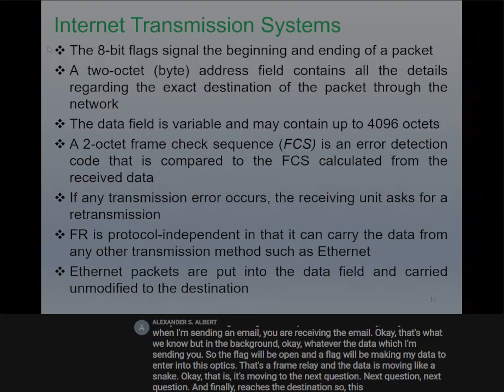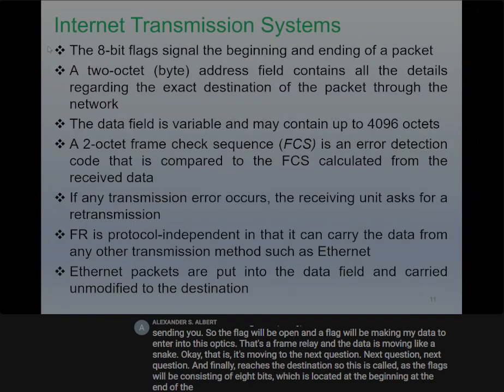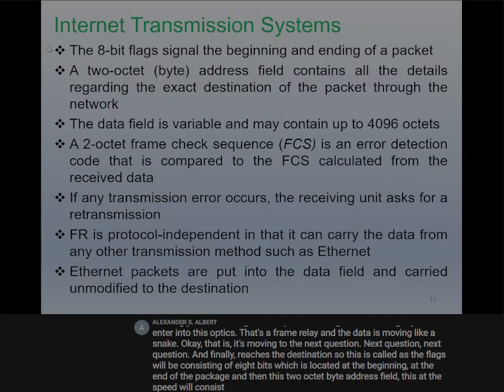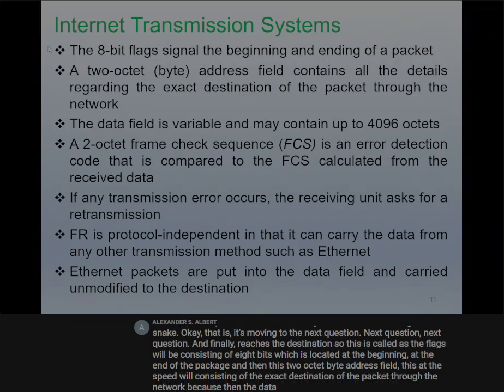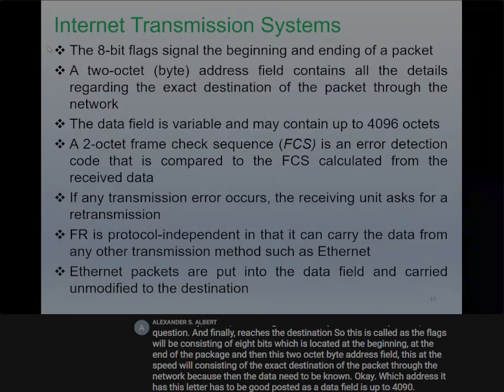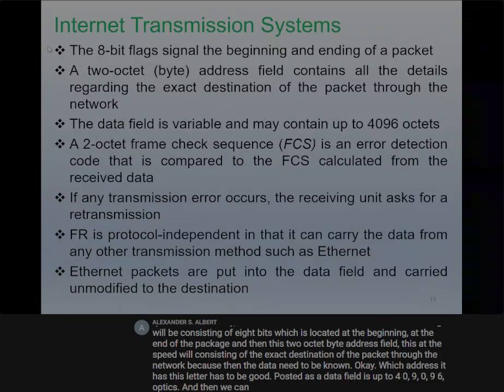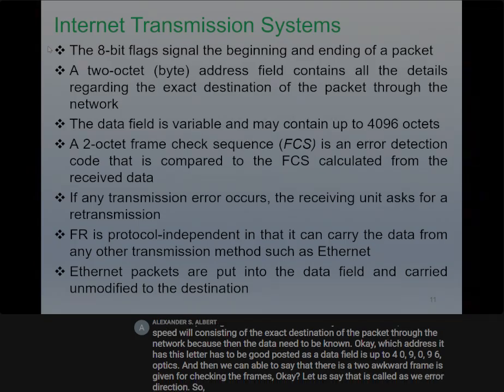The flags consist of 8 bits, located at the beginning and the end of the packet, and then there is a 2 octet address field. This address field contains the exact destination of the packet through the network, because the data needs to know at which address the letter has to be posted. The data field is up to 4096 octets. Then a 2 octet frame check is given for error detection. It will check the error between the calculated data and the received data.